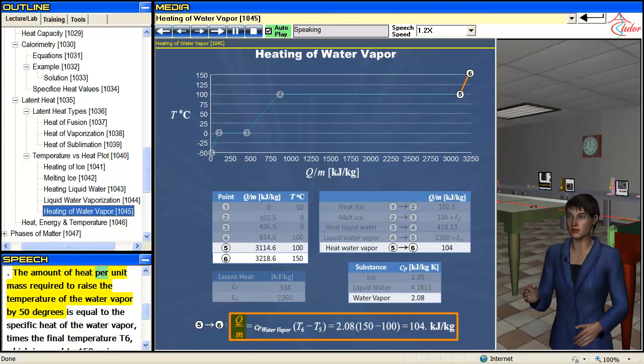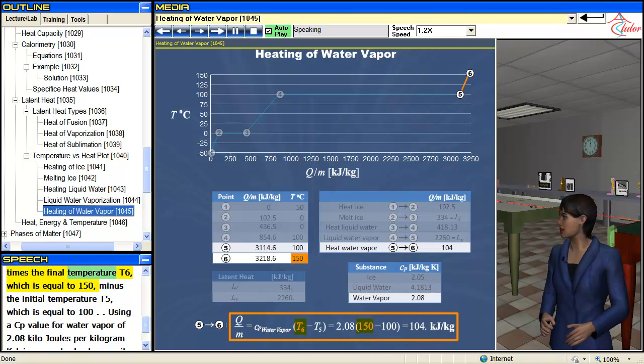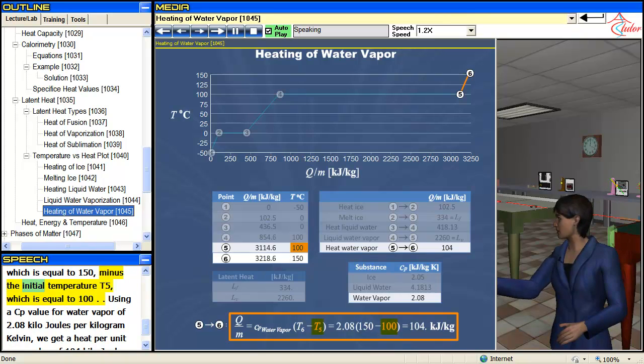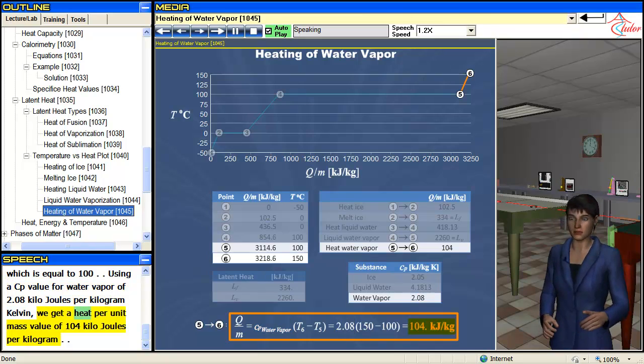The amount of heat per unit mass required to raise the temperature of the water vapor by 50 degrees is equal to the specific heat of the water vapor, times the final temperature T6, which is equal to 150, minus the initial temperature T5, which is equal to 100. Using a Cp value for water vapor of 2.08 kJ per kilogram Kelvin, we get a heat per unit mass value of 104 kJ per kilogram.